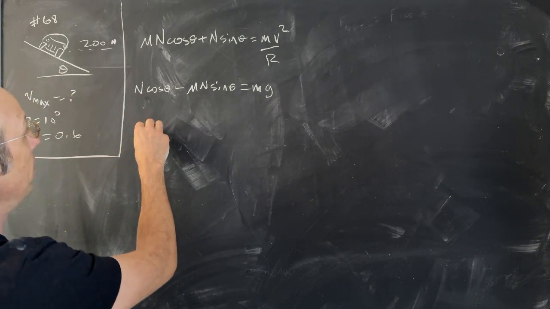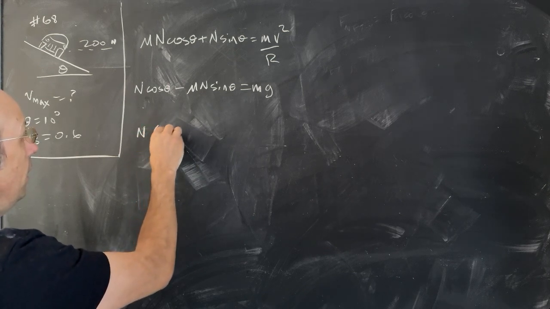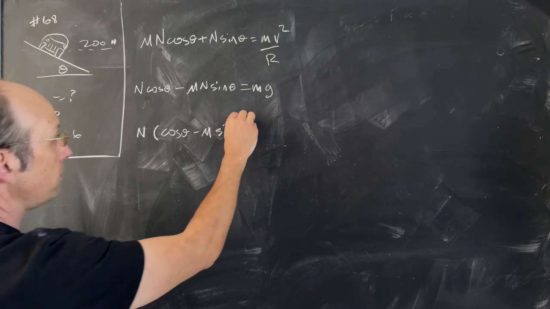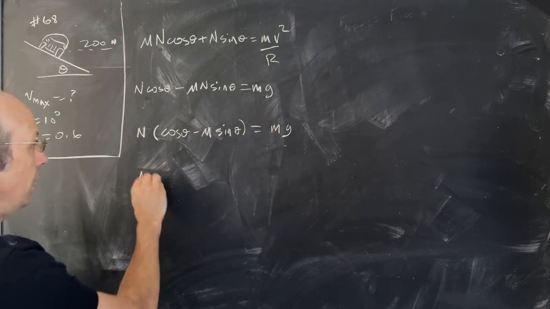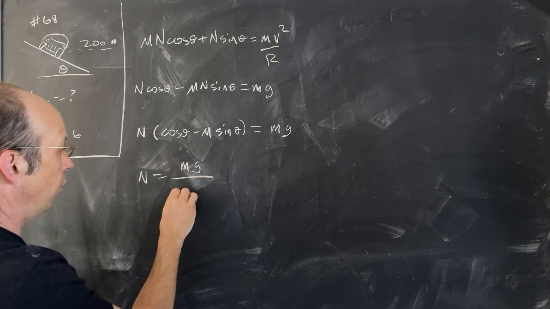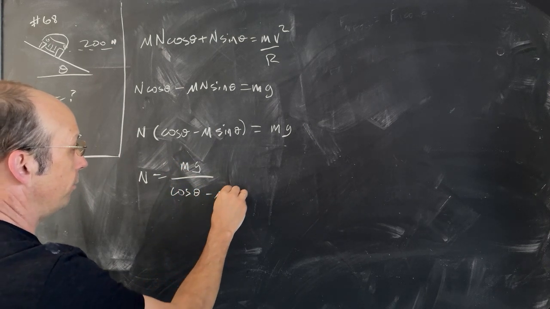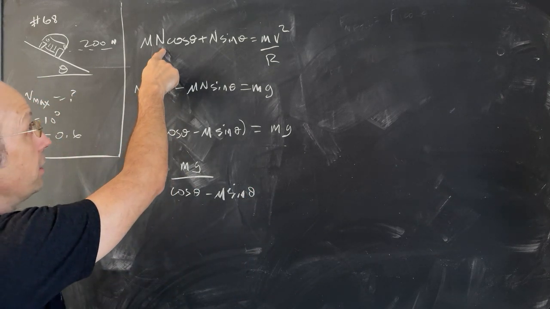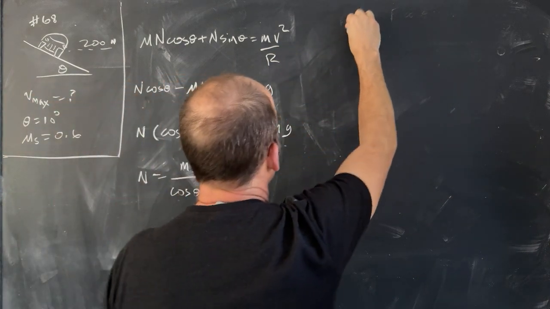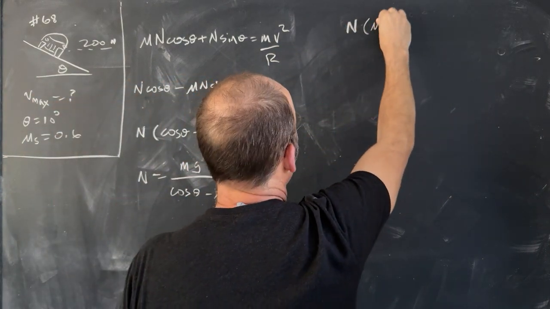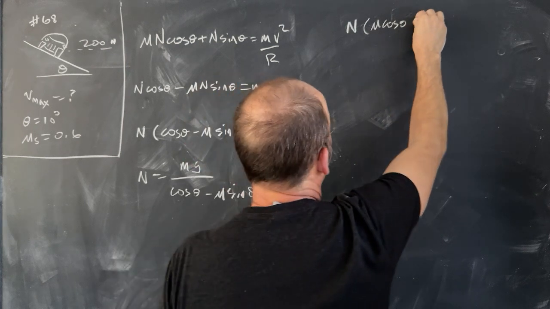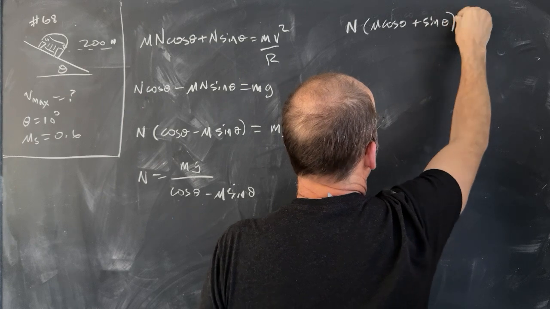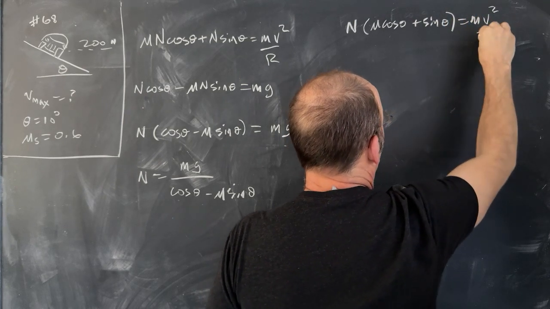I'm not sure why I picked that one. So I'm going to factor out the n times cosine theta minus mu sine theta equals mg. And then n is equal to mg over cosine theta minus mu sine theta. Now I can substitute that in up here. I'm going to actually factor out the n first. So I get n times mu cosine theta plus sine theta equals m v squared over r.